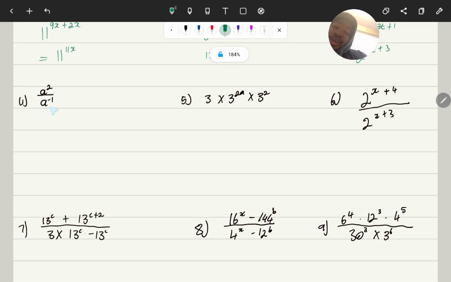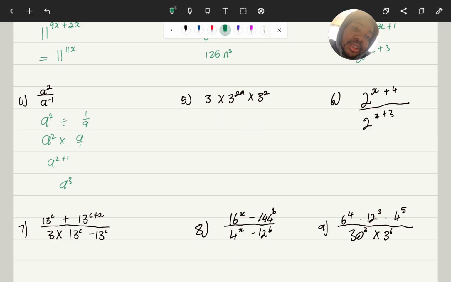Same bases, you are dividing, you subtract the exponents. Therefore, you have a to the power of 2 minus negative 1, which is a to the power of 2 plus 1, which is a to the power of 3. All right, cool stuff. Another way you could do it is to say you have a squared divided by 1 over a, then you have a squared multiplied by a over 1, and then a squared plus 1, you have a to the power of 3.